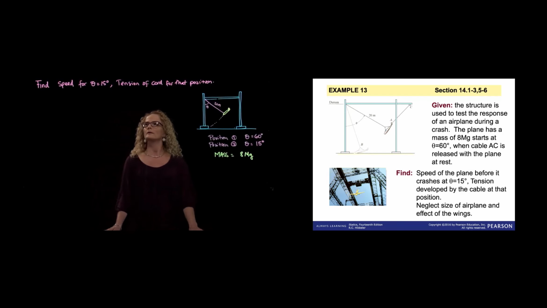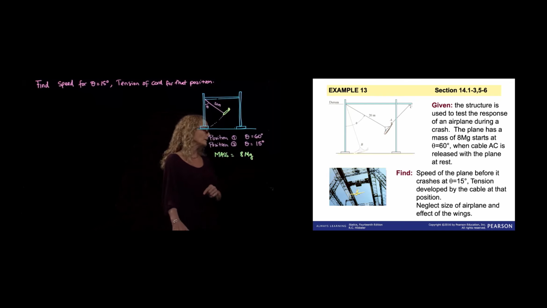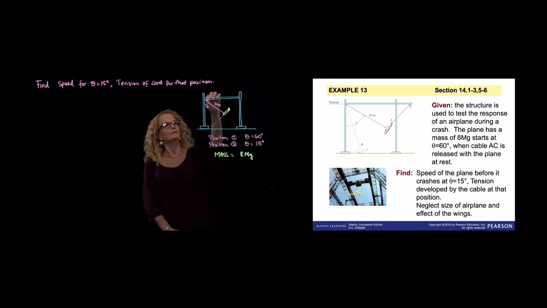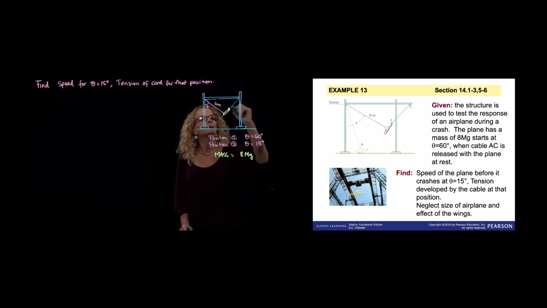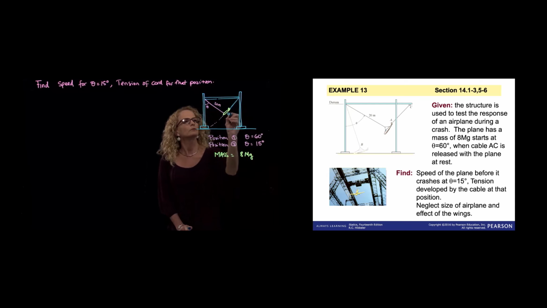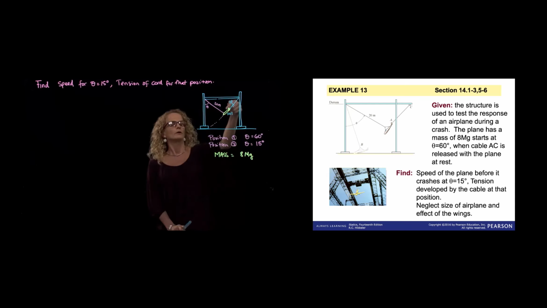So this problem that we have here, we have the sorter used to test the response of an airplane during a crash. So the airplane is held by a cord, and actually is held also by a cord over here, right? To have it at rest at this position, and is released. That cord is cut, and the airplane goes in a circular trajectory till it crashes.